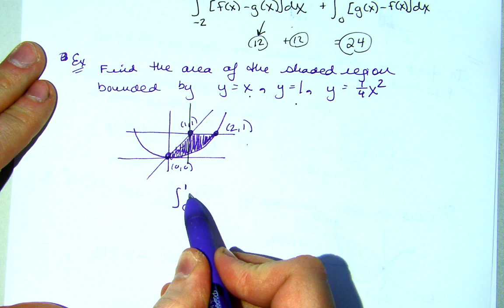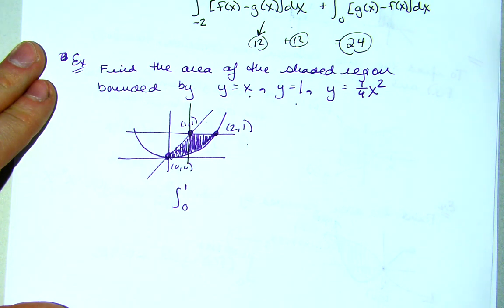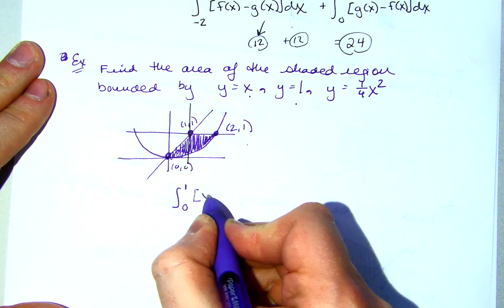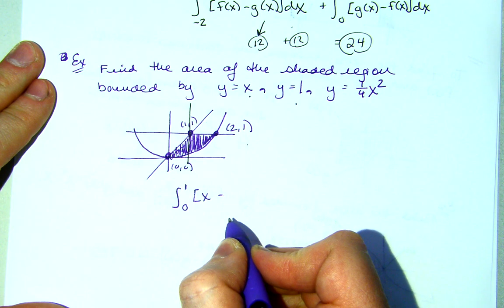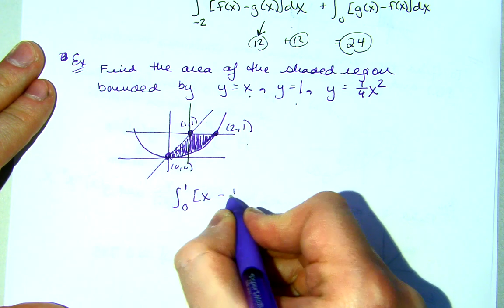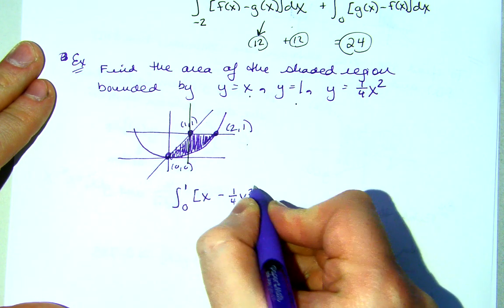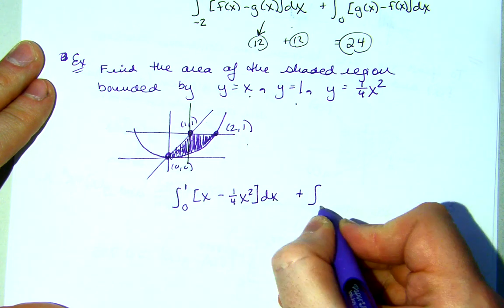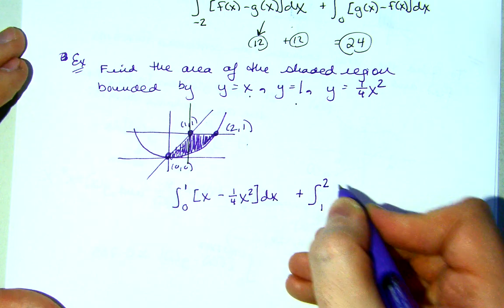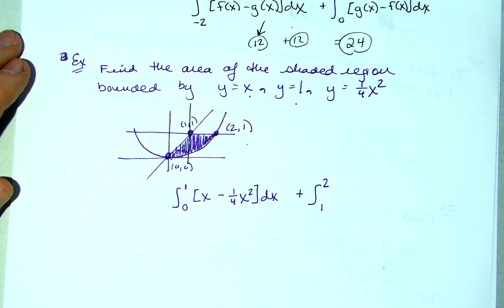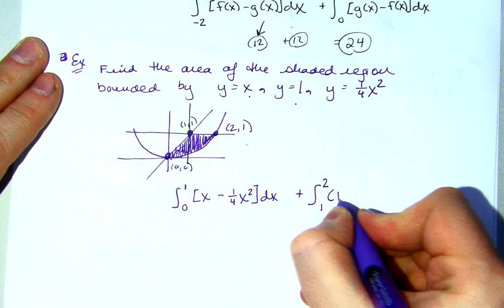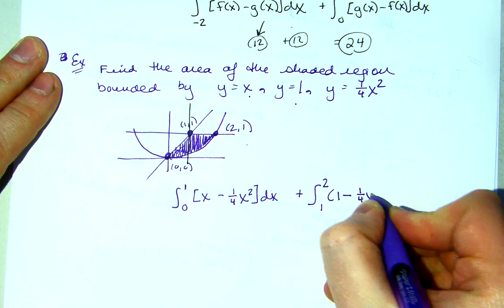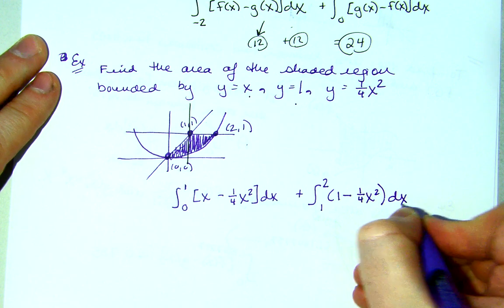For the first region, 0 to 1, what's on the top? Y equals x. What's on the bottom? Y equals that parabola. Okay, we'll do that. Then, to that, we're going to add the integral from 1 to 2. Okay, what's on the top? What's on the bottom here? 1's on the top. Bottom's the parabola.